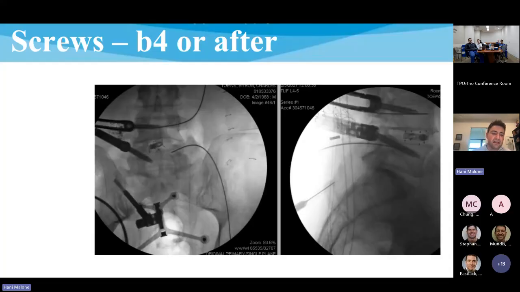When the disc space is really collapsed, you can also use those contralateral screws to distract a little bit and show yourself a little bit more disc space to start getting the cage in or start getting the shavers in and so forth. So I do think putting the screws in contralateral has some benefit in case you do need to open up the disc space.